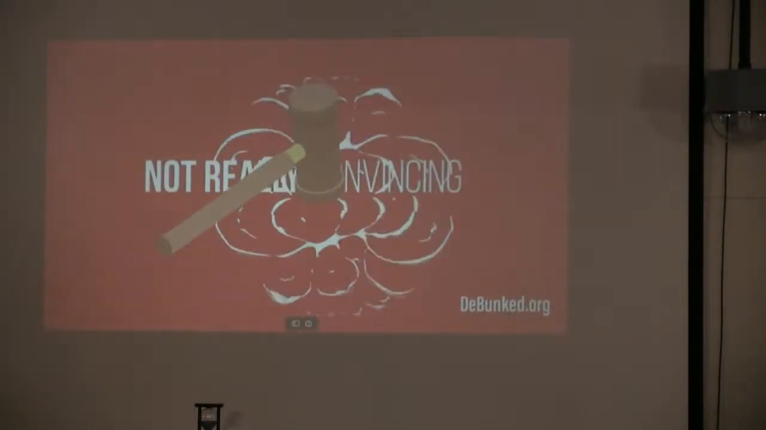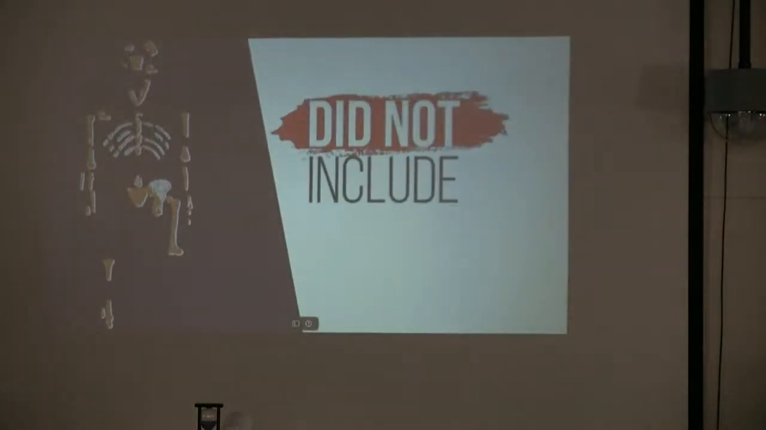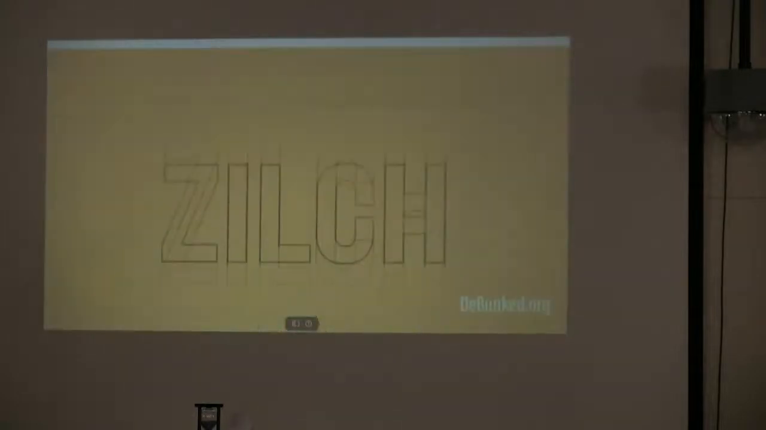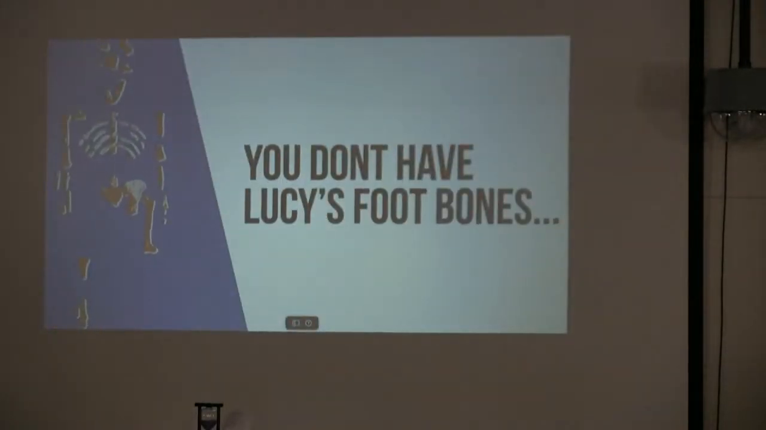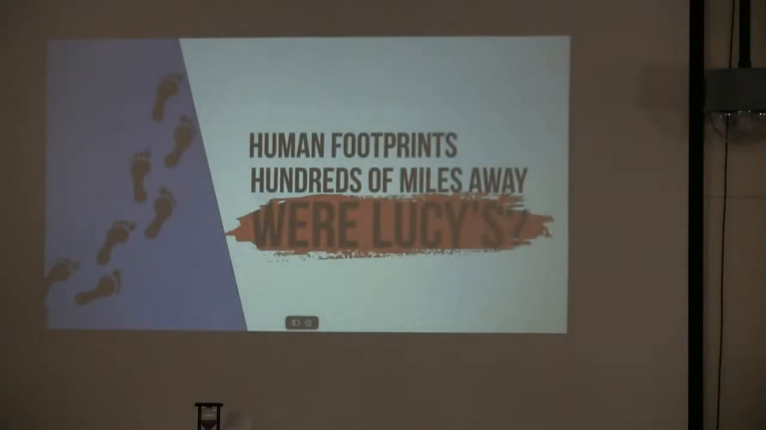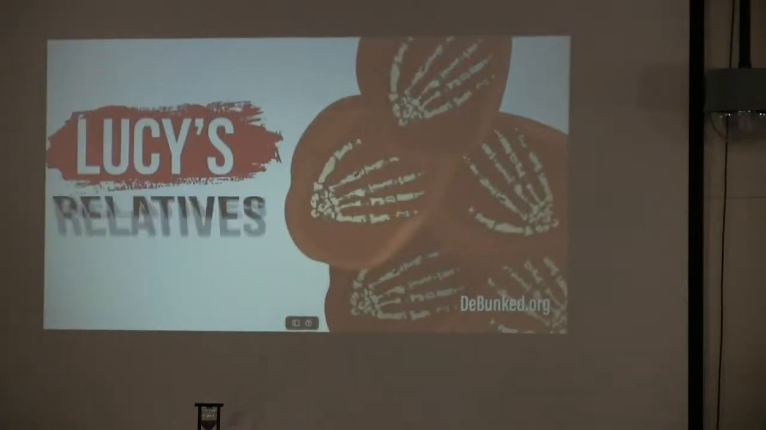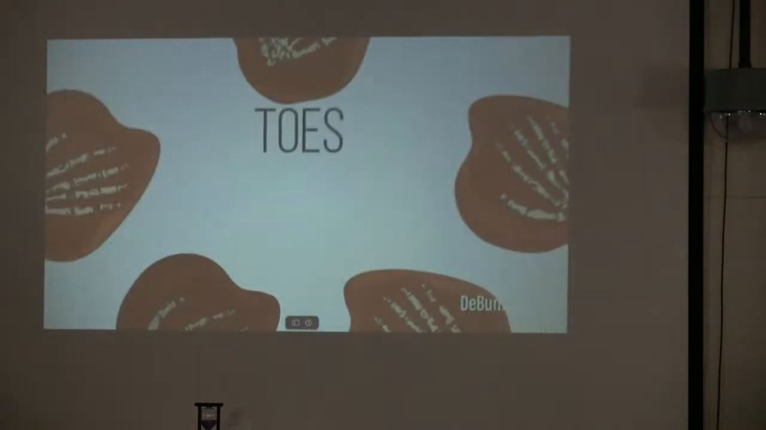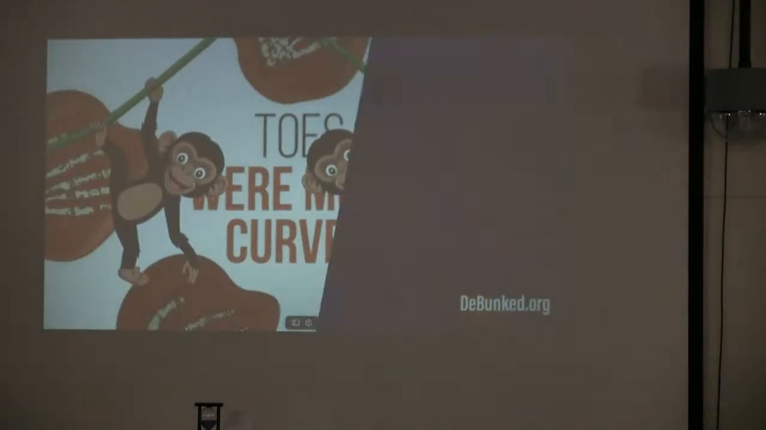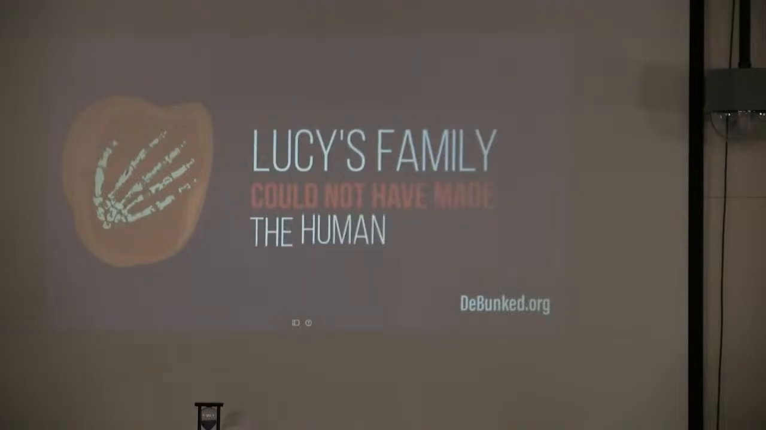Not really convincing, especially when you consider the bones of Lucy that they did find did not include foot bones. What? Yeah, no foot bones, as in zero, zilch, nada, none, zippo. So if you don't have Lucy's foot bones, how do you know the human footprints hundreds of miles away were Lucy's? Well, maybe it's because they found other foot fossils they claim to be from Lucy's relatives. Only problem there is the toes were more curved than a chimpanzee's. That means the actual fossil evidence shows Lucy's family could not have made the human footprints.